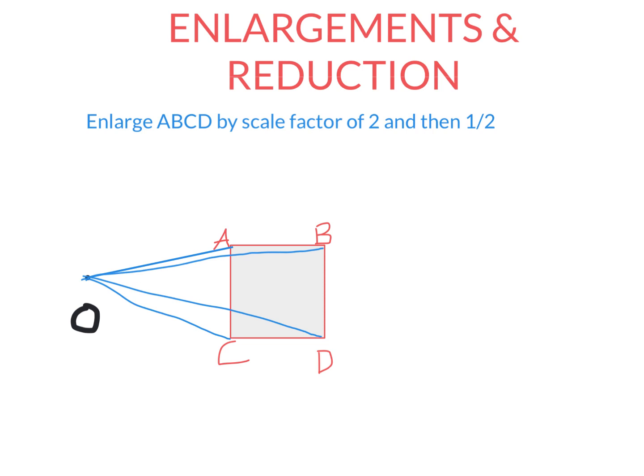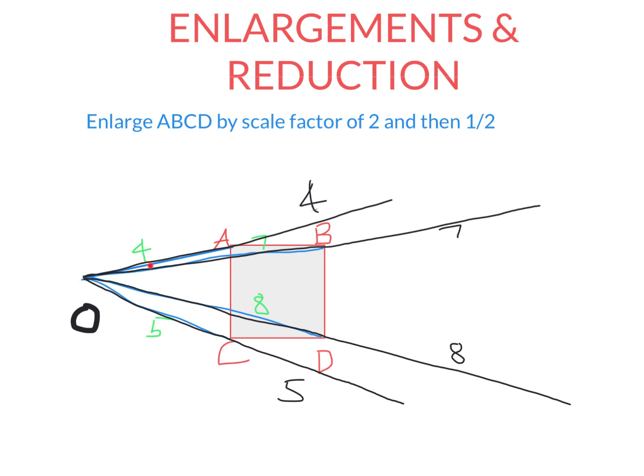Next we need to measure the distance from the center of enlargement to each of the vertices. Of course your measurements will depend on how big your screen is. When you're doing this by hand, use a ruler. So we want to first enlarge this shape by a scale factor of 2. A scale factor tells us basically how many times larger the image will be. The original shape is this size. Then a scale factor of 2 means that our final square will be twice as large. So in order to achieve that, we need to double each of these lengths.